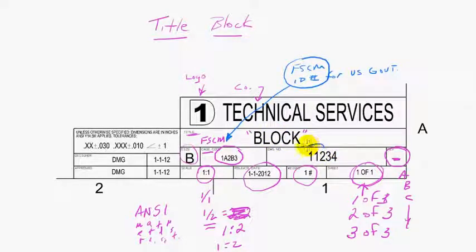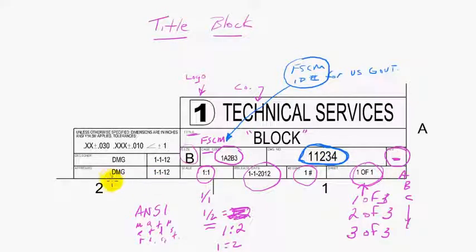Then we have a drawing number, and that's just a unique number for this document. Oftentimes the part number of the part on the drawing will match this, or it will be this drawing number with a dash number appended to it or something like that, but not always. What this number represents is the unique document number that identifies this document.